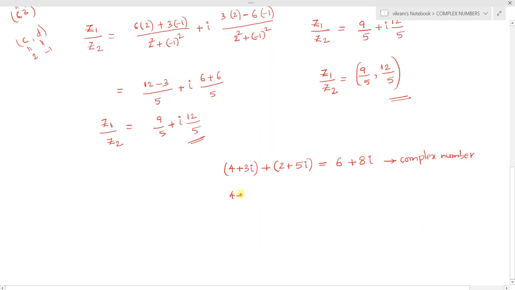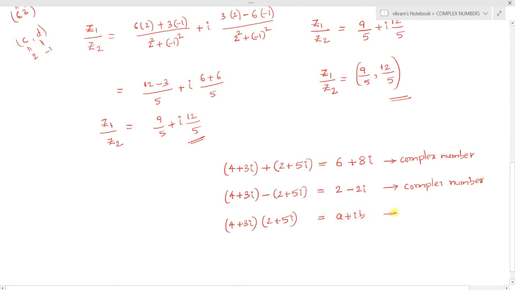And if we perform the subtraction between any two complex numbers, 4 plus 3i minus 2 plus 5i, then what will we get? 4 minus 2 is 2, 3 minus 5 is minus 2i, which is also in the form of a plus ib. That means again it is also a complex number. And if we perform multiplication, 4 plus 3i into 2 plus 5i, again you will get the result in the form of a plus ib.